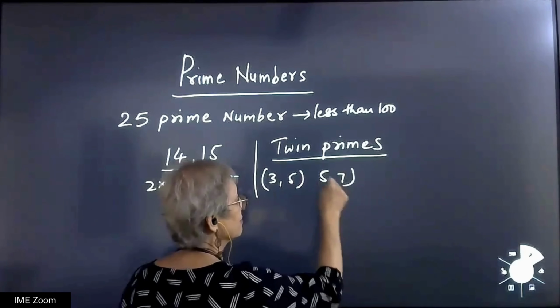Then comes 11 and 13. Then comes 17 and 19. Then after that, 29, 31, 41, 43, then 59, 61, and 71, 73. So there are 8 pairs of twin primes. Remember them well, because we require these twin primes sometimes for solving a few sums. Okay, so now let us solve sums.